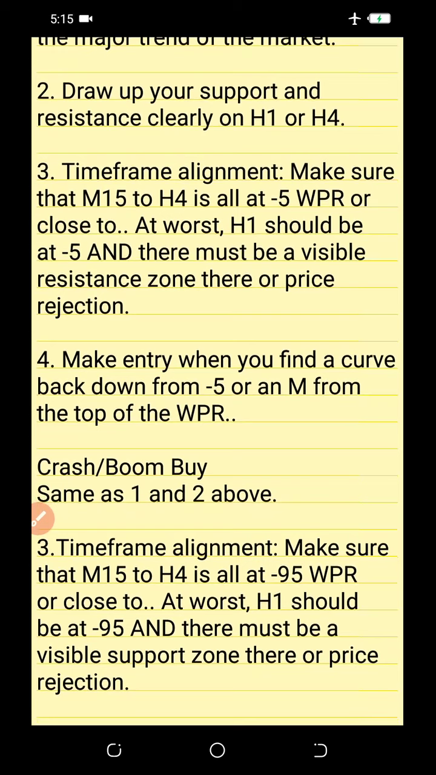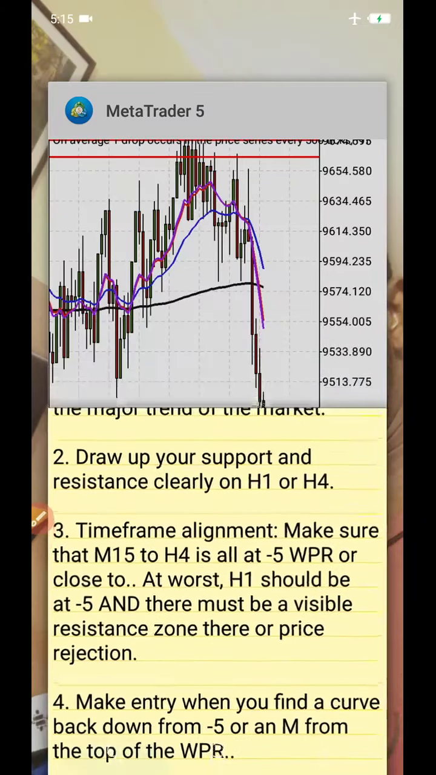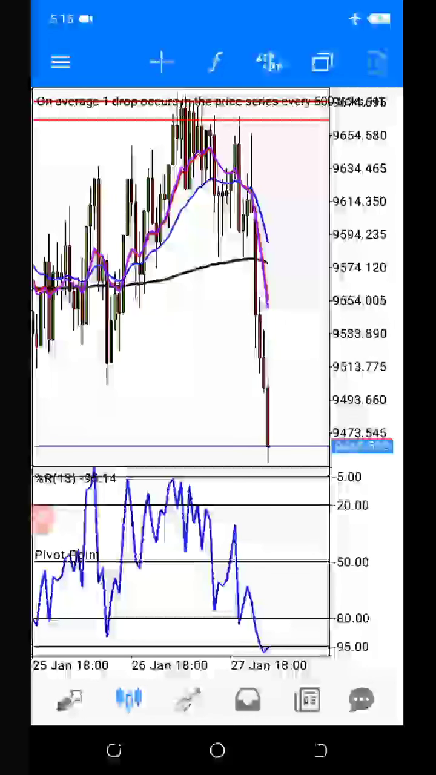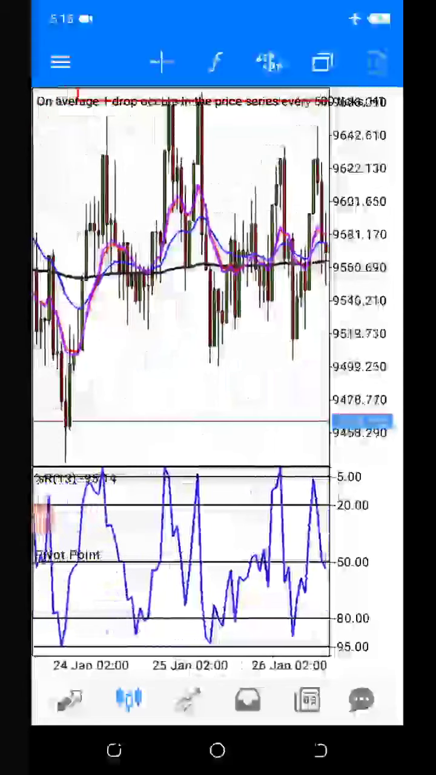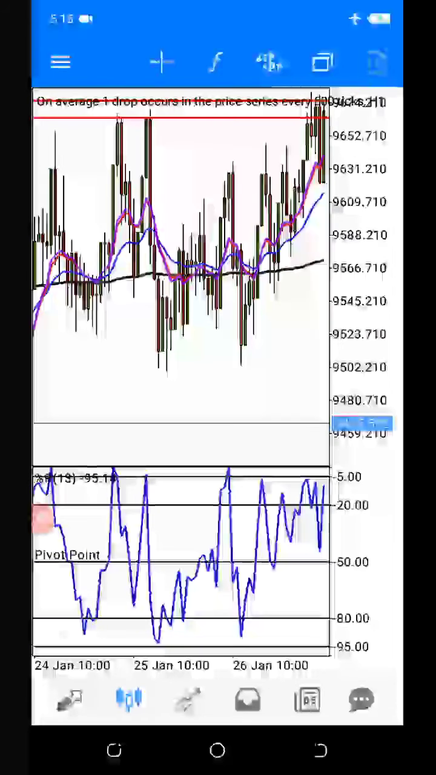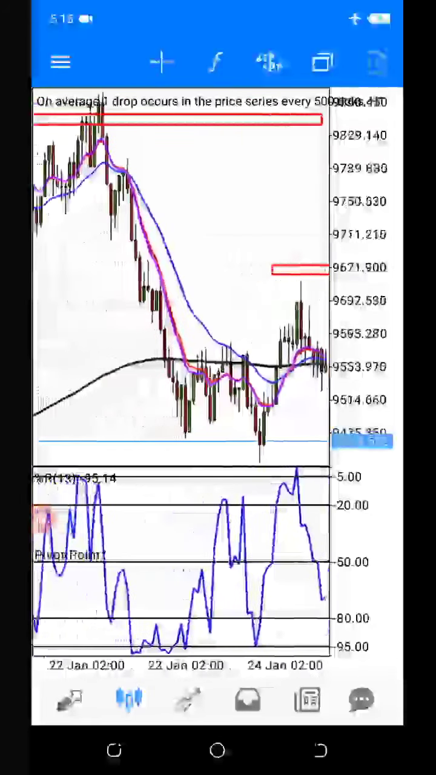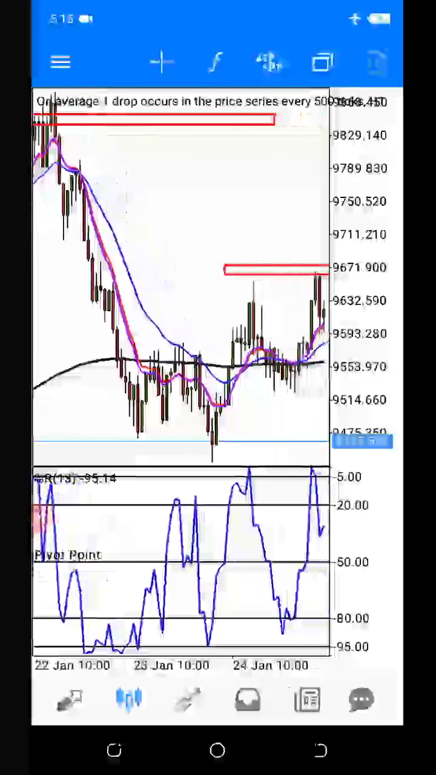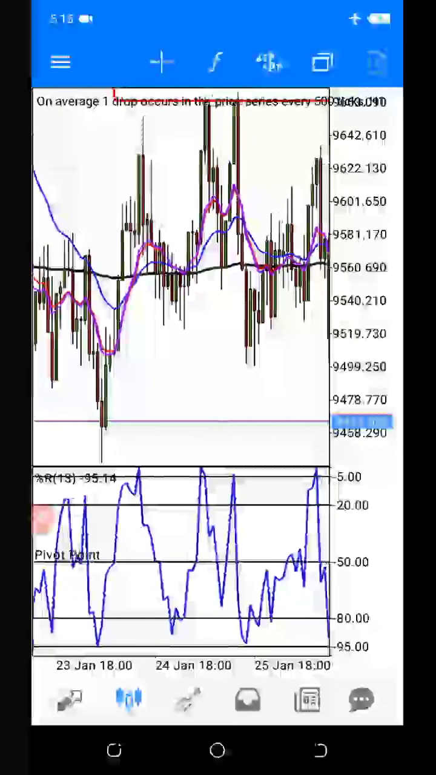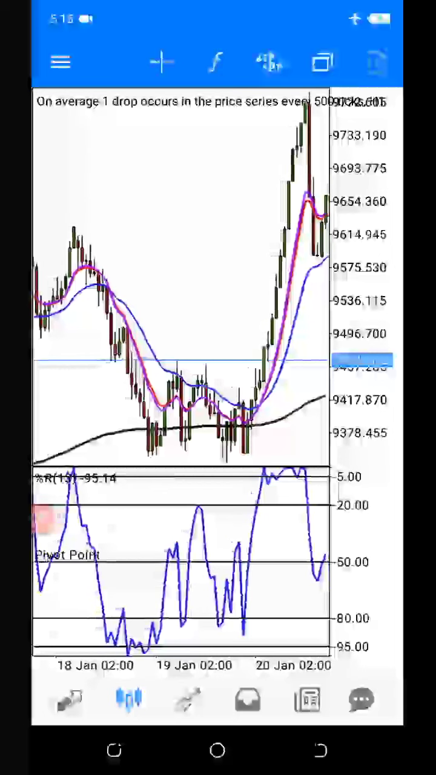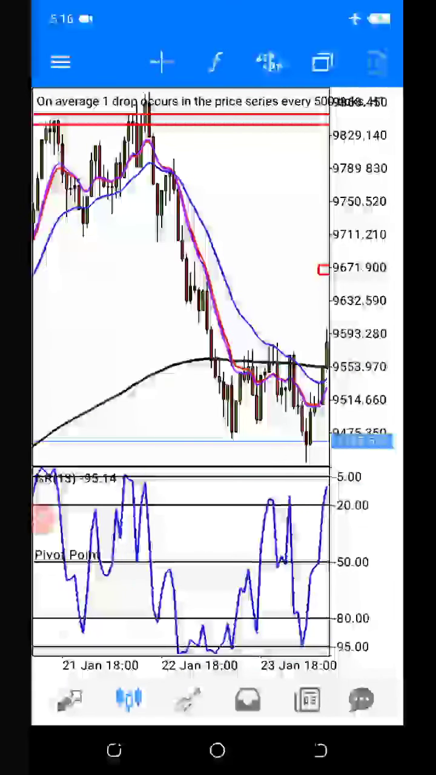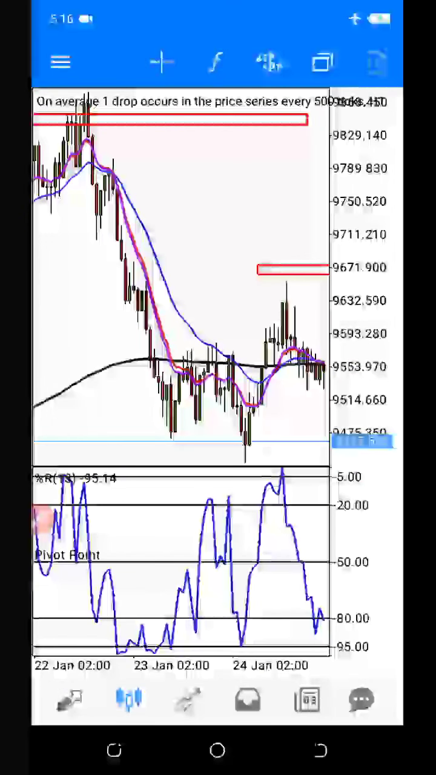And remember, my hand is in capital letters. There must be a visible support zone in this case, or price must be rejected. So let us assume that we want to start buying. Let us look at these buys. There must be visible support and resistance, and then price must be at that. Look at it.